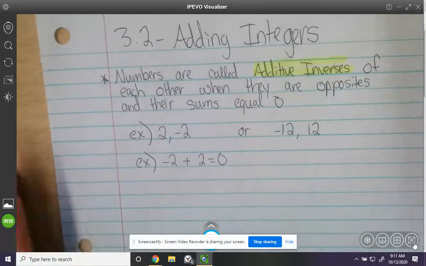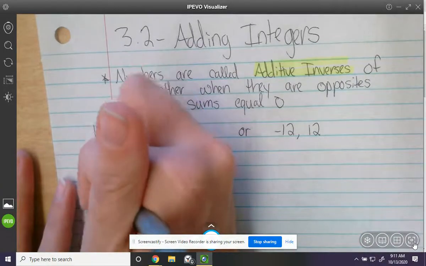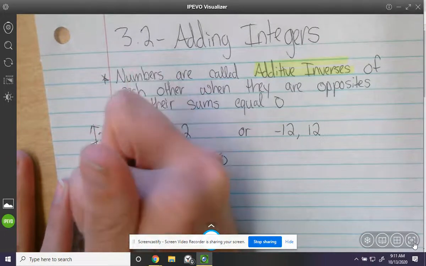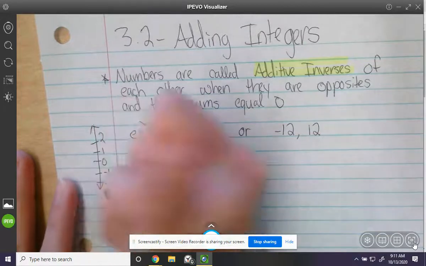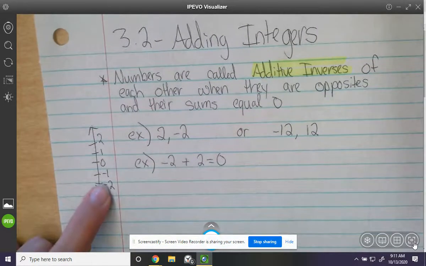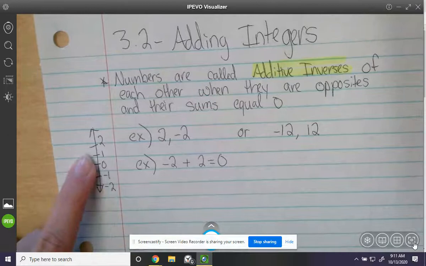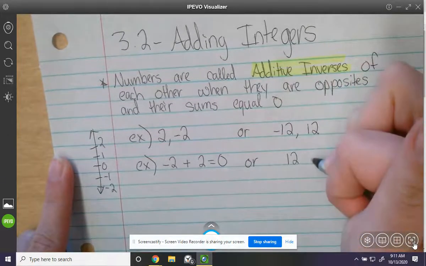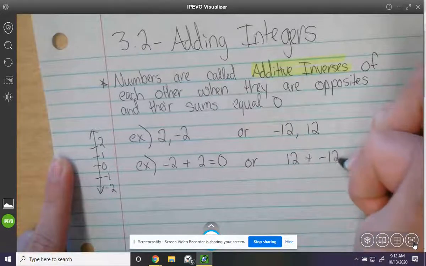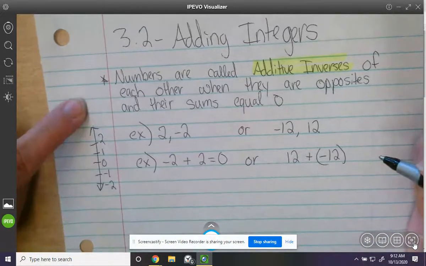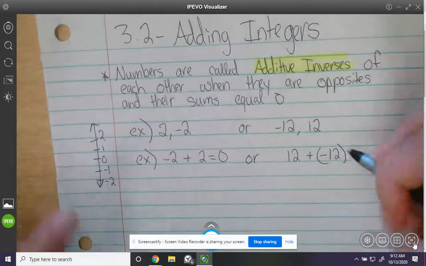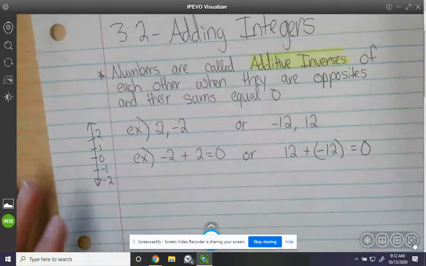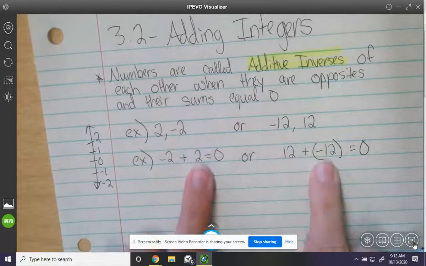So if you look at a number line like I have on my wall, which you can't see because you weren't here, if I start at -2 and I add 2, 1, 2, I end up at 0. Or if I go the other direction, let's say I start at 12 and I add a -12, that means I'd start way up here at 12, and I'd count down 12, which would bring me to 0. Okay, so that's what additive inverses are. Opposites, they add together to be 0.